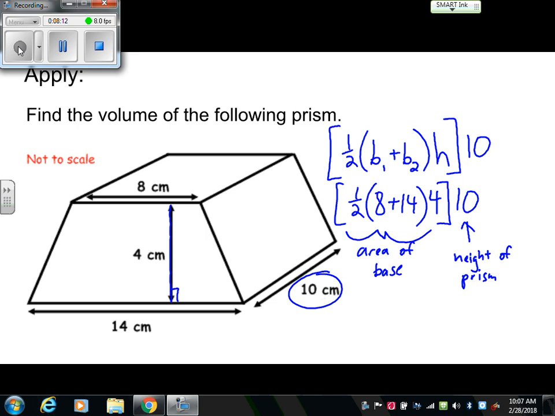All right, I'm going to throw that in the calculator, and I end up with 440, which would once again be centimeters cubed, or cubic centimeters. So to recap, we took the area of our base shape of our prism and then multiplied it by the height of the prism.